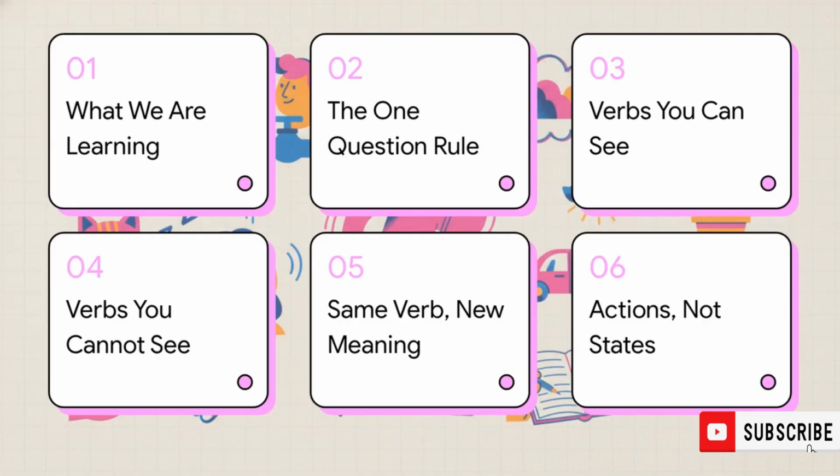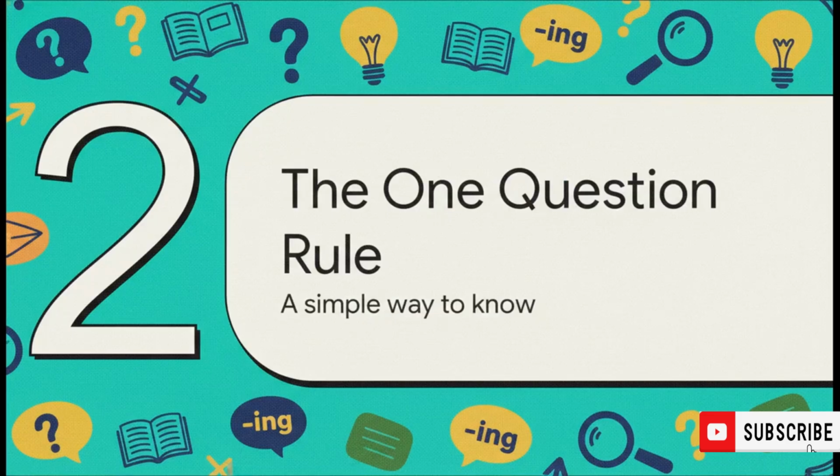So, here's our plan. I'm going to teach you something I call the one-question rule. Then, we'll look at verbs you can see and verbs you can't see. After that, we'll check out a few tricky verbs that change their meaning, and we'll finish up by talking about actions versus states. Sound good? Let's go. All right, let's jump right in.